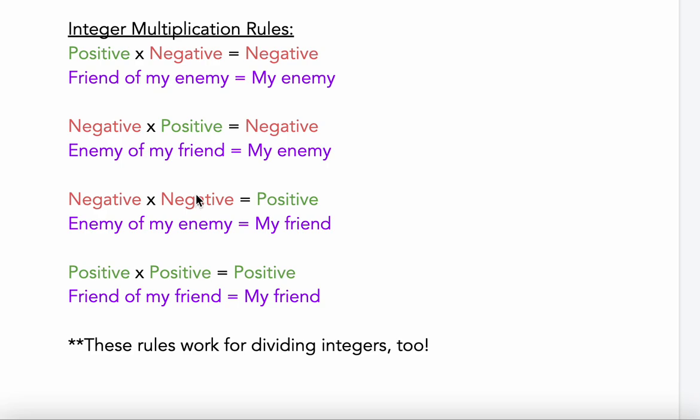And then for negative times negative equals positive, they think about it as the enemy of my enemy. Now, I don't usually use this rule because I find it very negative, haha. But according to this little trick, negative times negative would equal positive because the enemy of my enemy is actually my friend, because you are also going against my enemy. So I kind of like you. And then, of course, positive times positive is equal to positive, because if you're a friend of my friend, then I also consider you my friend. So you can think about it like that, where positives represent friends and negatives represent enemies.